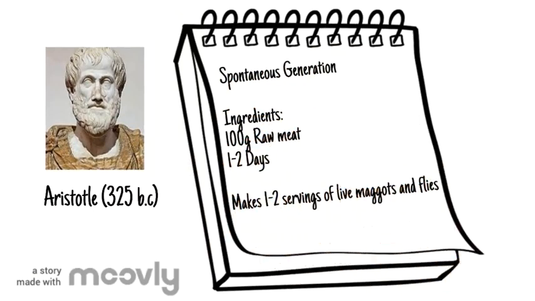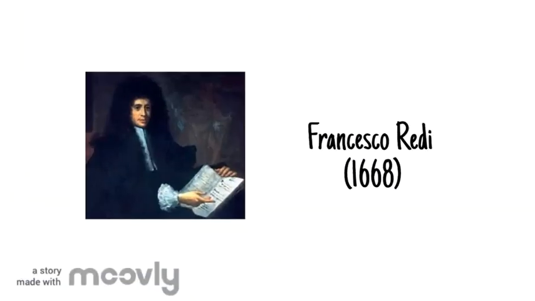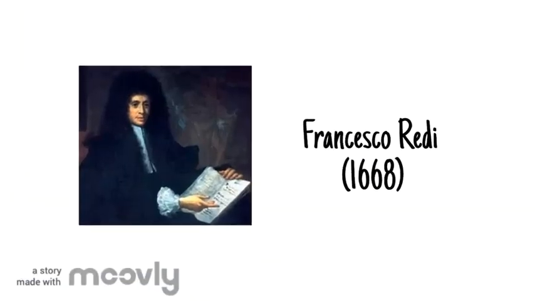No one contested this idea at the time. In fact, most people believed that maggots and flies spontaneously generated from rotting meat. This theory remained unchallenged until 1668, when Italian physician and poet F. Redi designed a controlled experiment to disprove it.